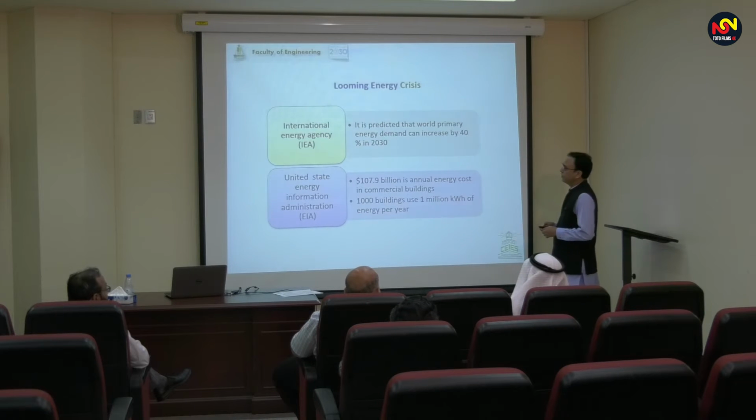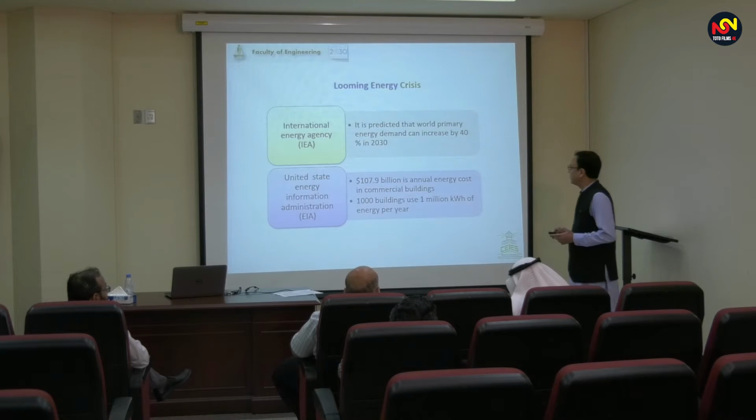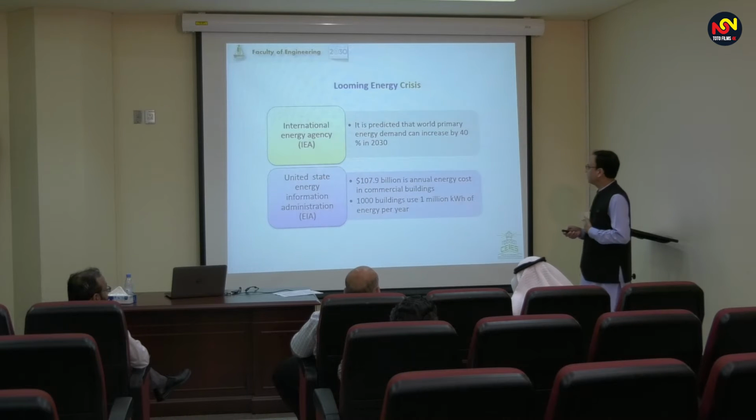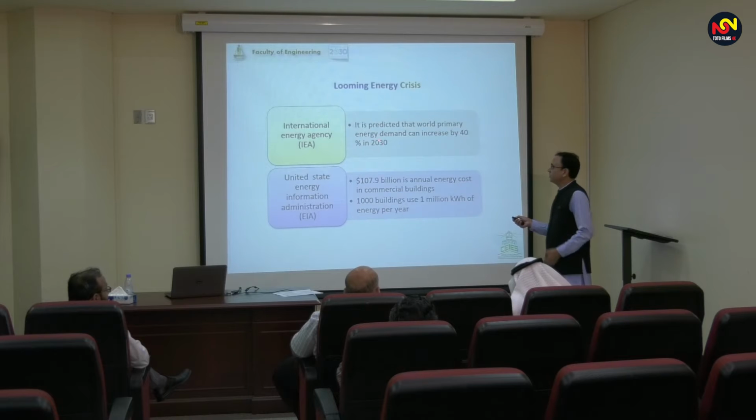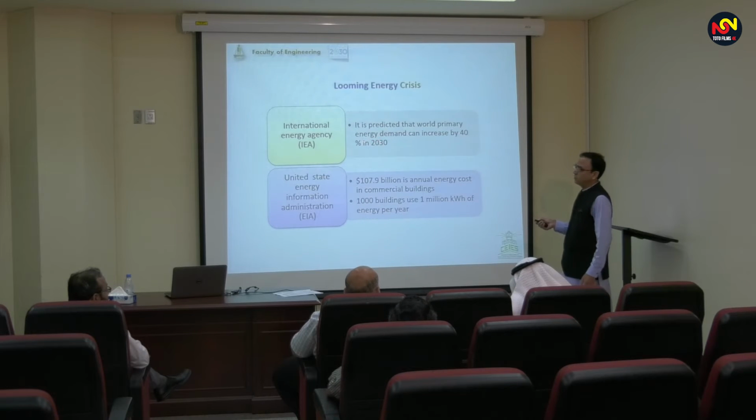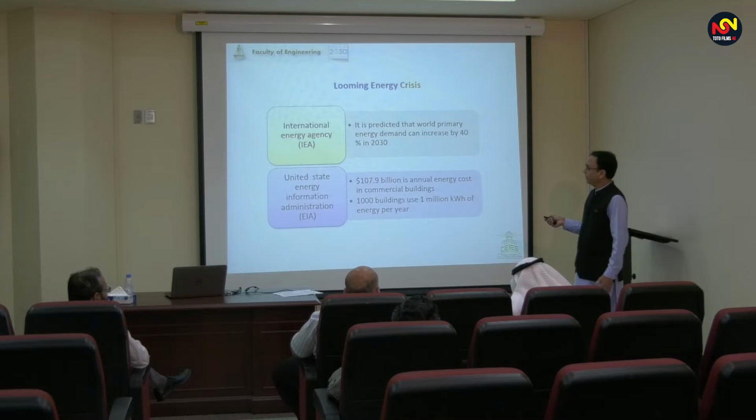Now, according to the International Energy Agency, IEA, it is predicted that world primary energy demand can increase by 40% in 2030. And that is the prediction about Saudi Arabia as well, about 2036. This is going to happen.